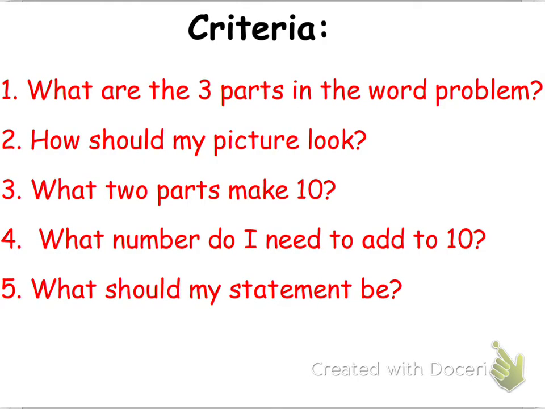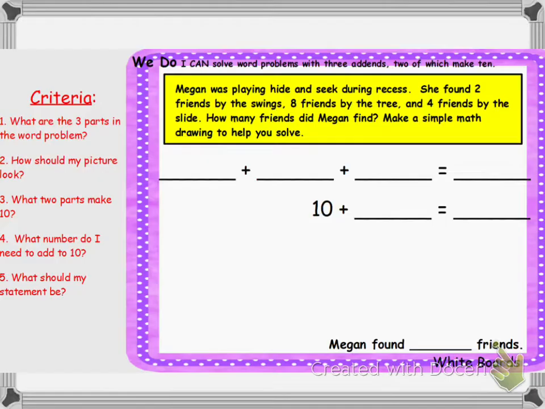Now, guys, remember our criteria. We're going to ask these questions to ourselves each time we do it, to where we will know exactly what we should be asking to be able to answer the word problem and do it correctly. So we ask ourselves, what are the 3 parts in the word problem? How should my picture look? What 2 parts make 10? What number do I need to add to 10? What should my statement be?